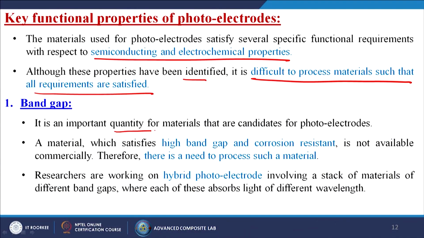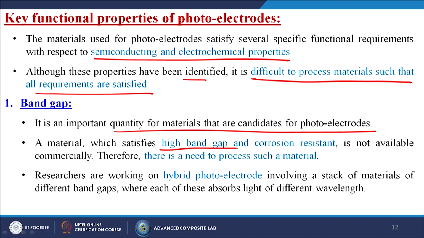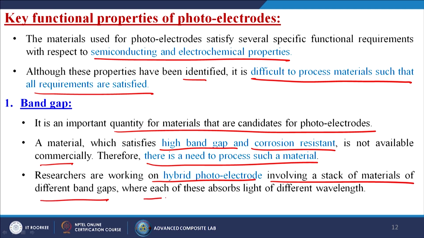Now, the first one is called the band gap. It is an important quantity for materials that are candidates for photoelectrodes. As I told you already, the band gap should be equivalent to 2 volts. A material which satisfies high band gap and corrosion resistance is not available commercially, therefore, there is a need to process such a material. Researchers are working on hybrid photoelectrodes involving a stack of materials of different band gaps, where each of these absorbs light of a different wavelength. So, that means automatically we can get the equivalent of 2 volts as a band gap.